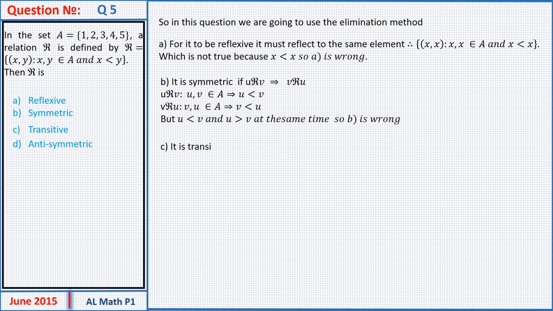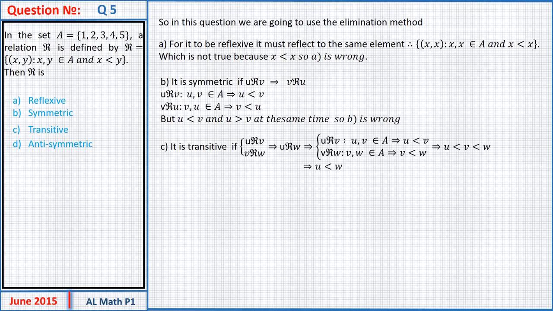We'll go to the next, C, transitive. It is transitive if we have U relates V and V relates W, implies U relates W. So now let's start. What is U relates V? U relates V means that U is less than V, and V relates W means that V is less than W.